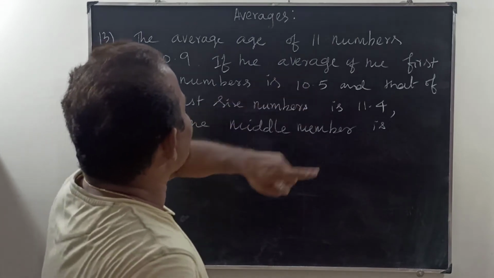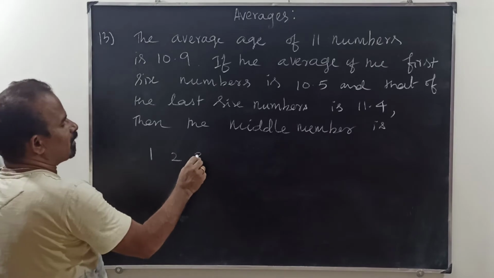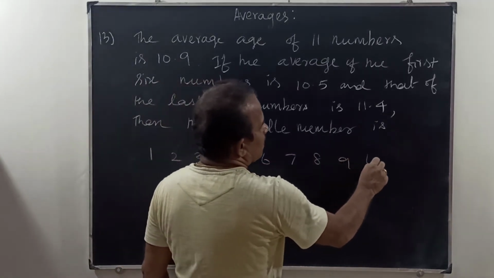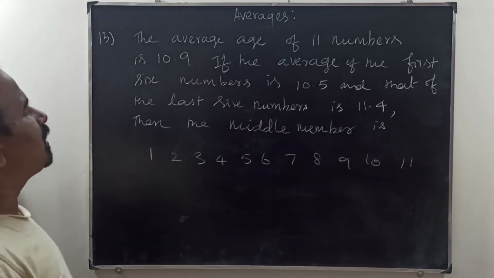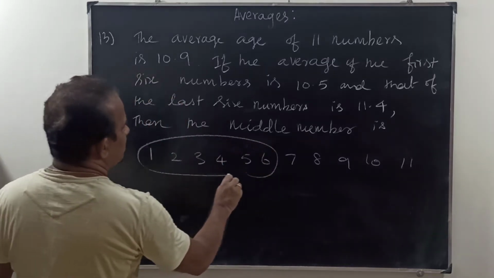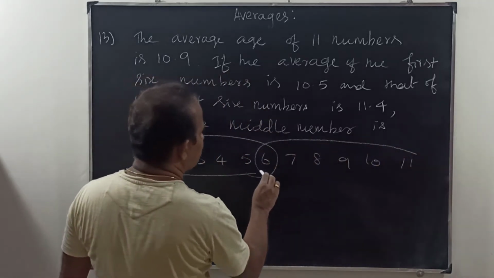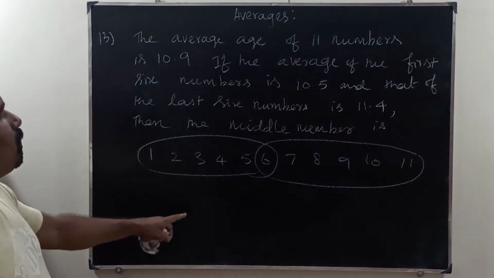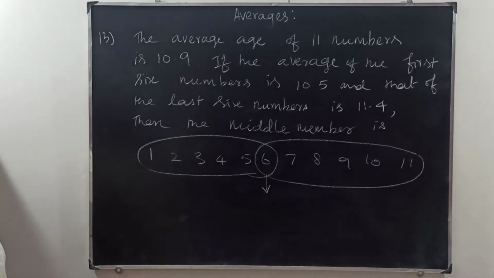So there are totally 11 numbers. The average of the first 6 numbers is given, and the average of the last 6 numbers is also given, so find the middle number. They are asking for the middle number. So these are x1, x2, x3 and so on.